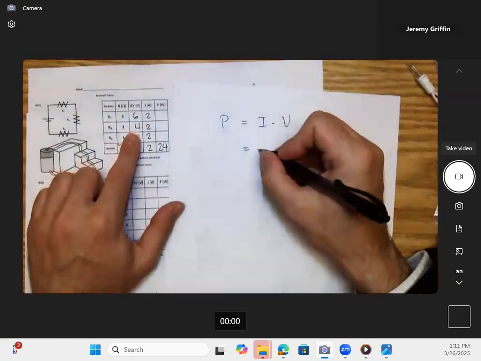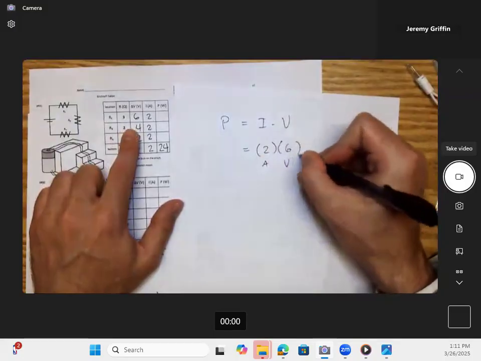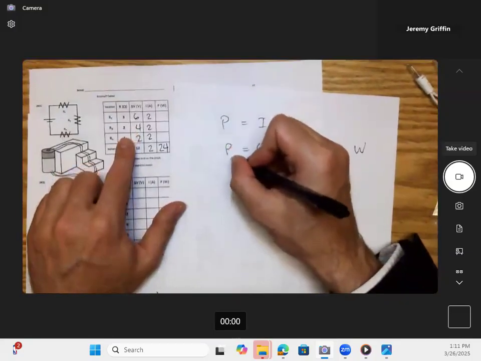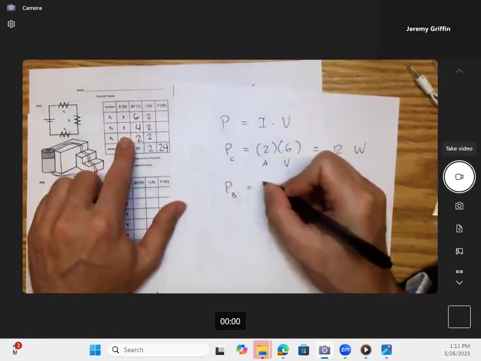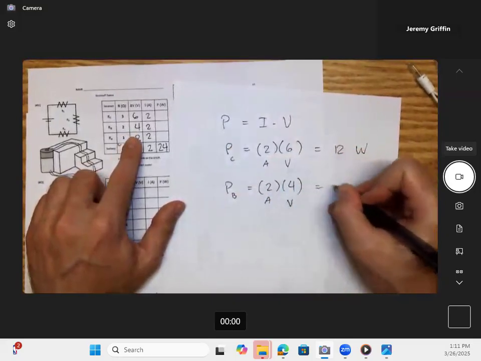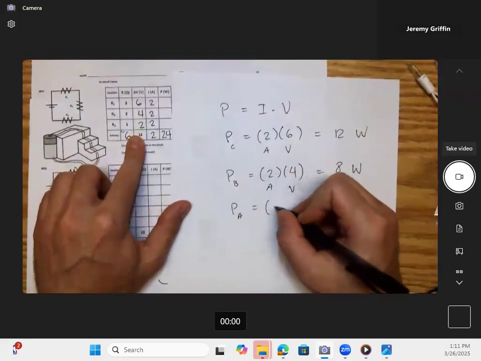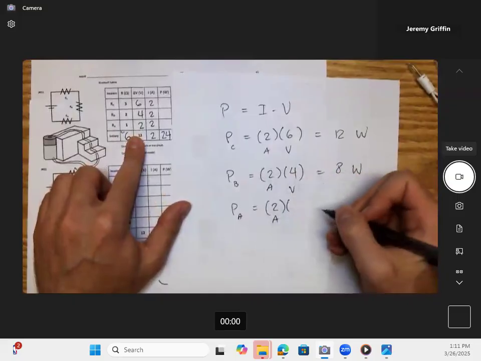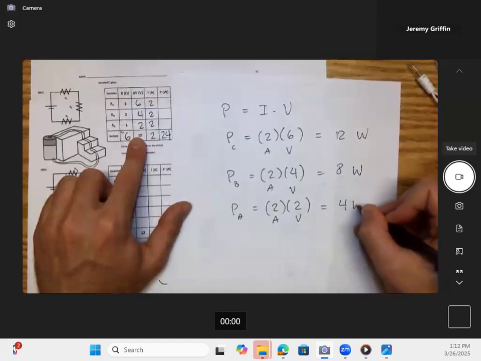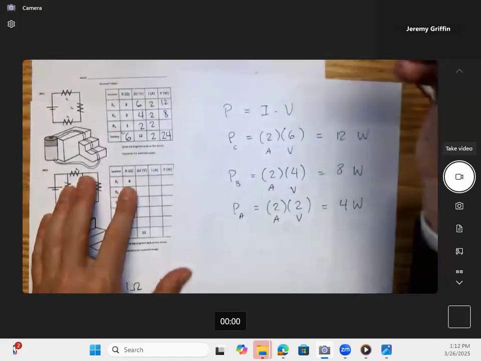So for resistor C, I got 2 amps. I got 6 volts drop. That's 12 watts. Okay, so that's power across C. For power across B, I have the same 2 amps, but now it's a 4 volt drop. That's 8 watts. And for power across A, I have 2 amps and 2 volts. That gives me 4 watts. So I have 12, 8, and 4 watts.